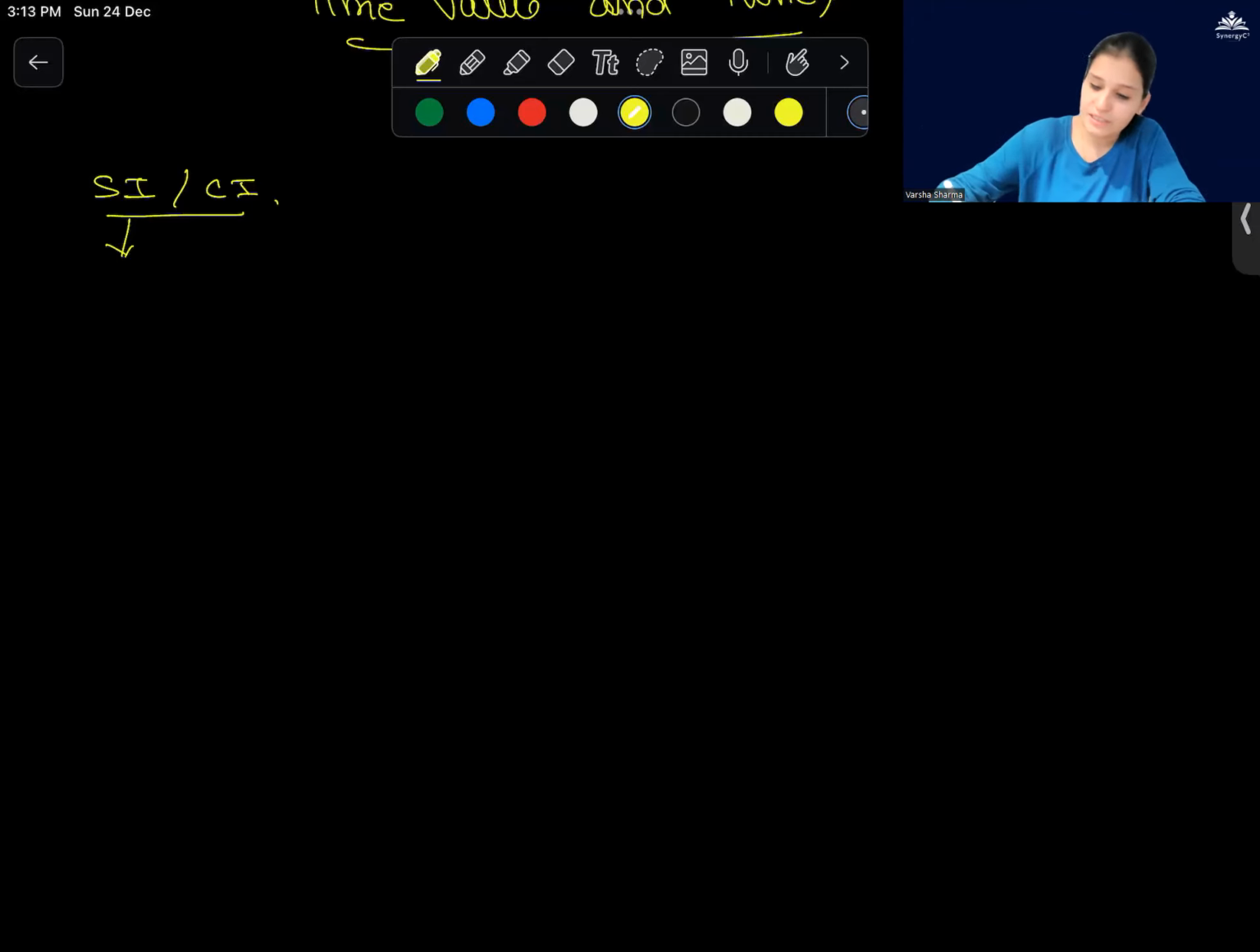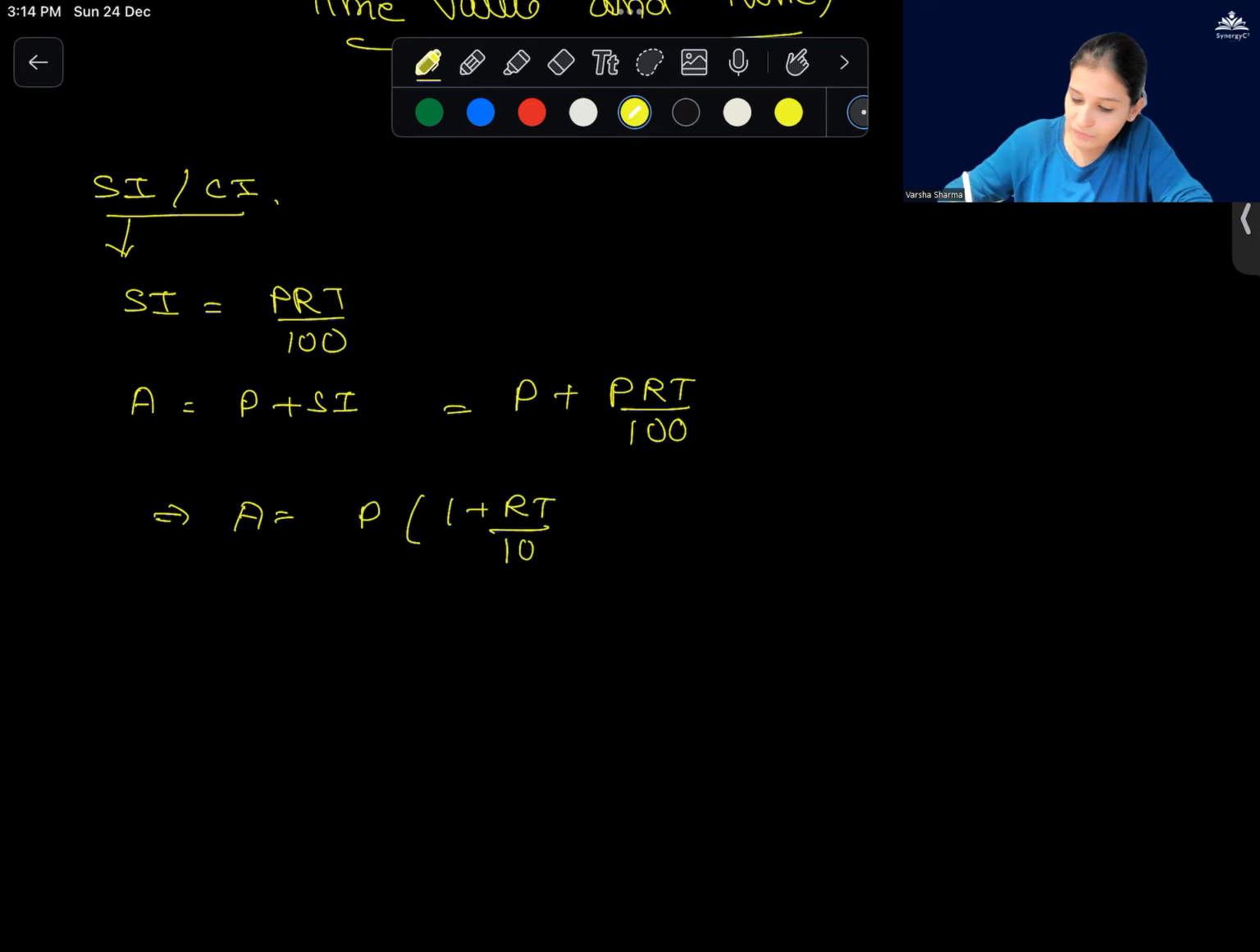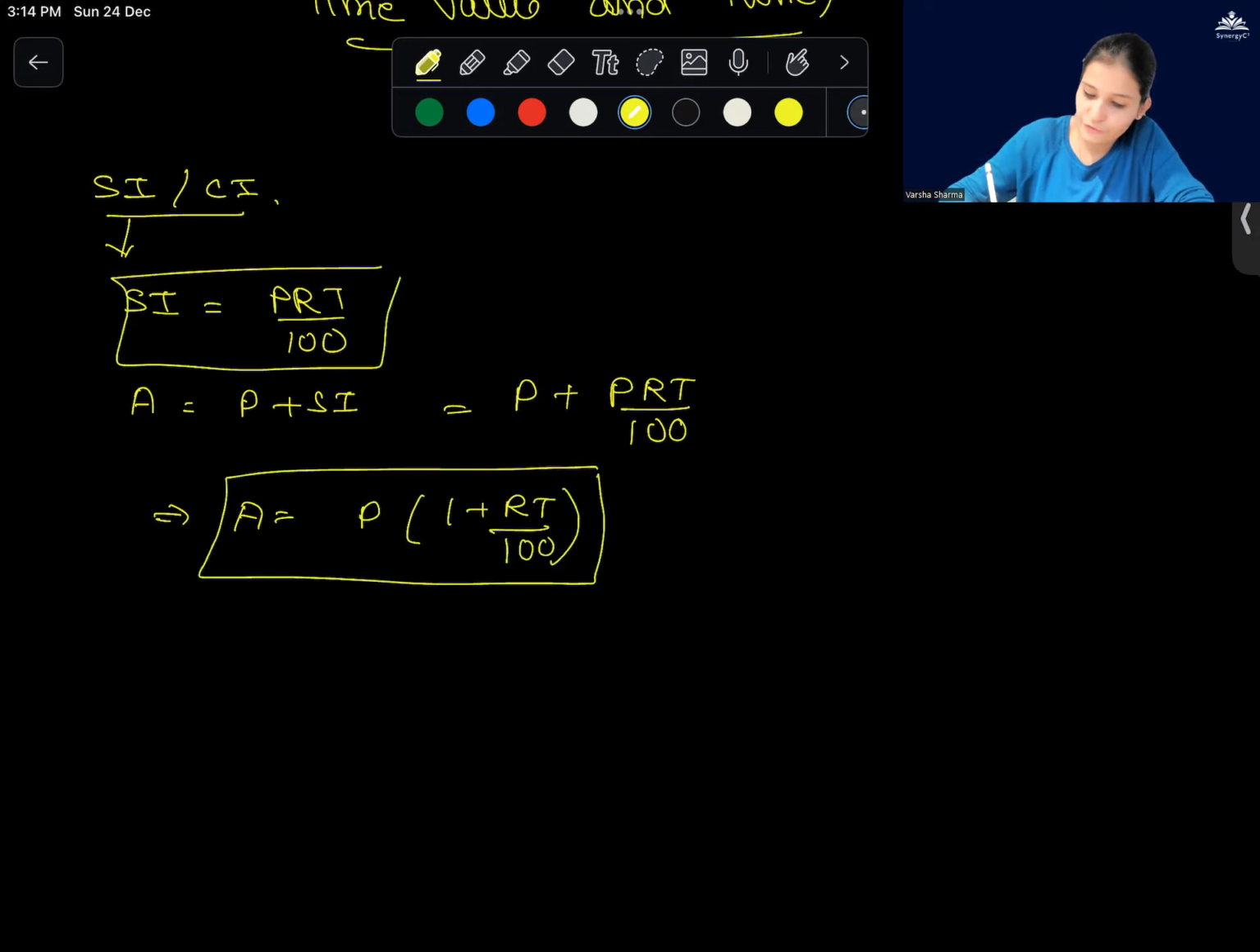Clear? First, the basic simple interest formula. What's the formula? PRT upon 100. So amount is principal plus SI. Now, if you look at it, the amount is P plus PRT by 100. That means directly I can say amount will be P(1 + RT/100). Now, this particular formula will become very handy when we'll be doing a certain variety of questions.